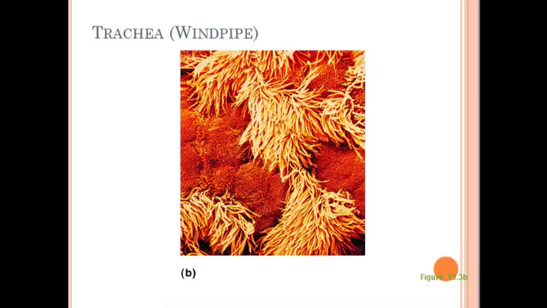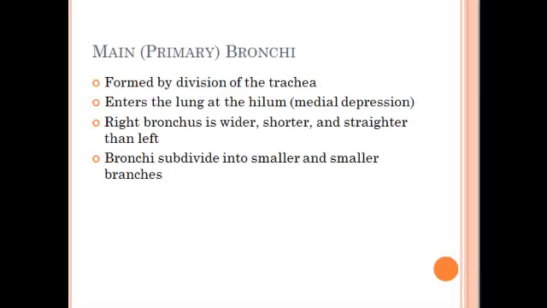And this is an actual microscopic picture of the cells and the cilia. It looks like little furry cells that are brushing that mucus up and down the airway. After the trachea, we get down into the bronchi. This is where the trachea divides into two, and we have the right and we have the left. The right bronchus, interestingly enough, is wider, shorter, and straighter than the left. This means that if you inhale anything into your lungs, most likely it's going to end up in the right bronchus. But you also have the left bronchus as well.